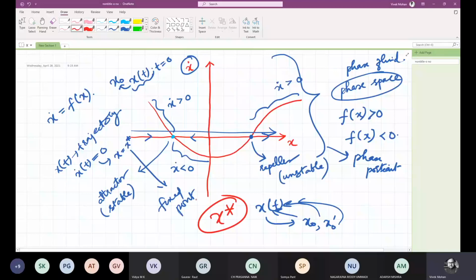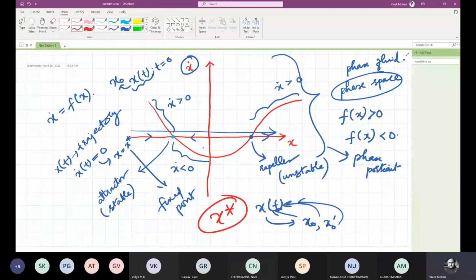The appearance of the phase portrait is evident from this figure which is drawn here. Now f of x star equals 0 corresponds to some stagnation points or static points of the flow. And we have already obtained two different points where one is stable and another one is unstable. The flow is away from the unstable fixed point and the flow is towards the stable fixed point.